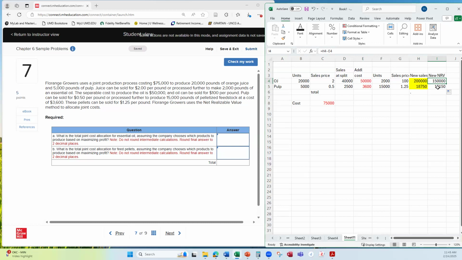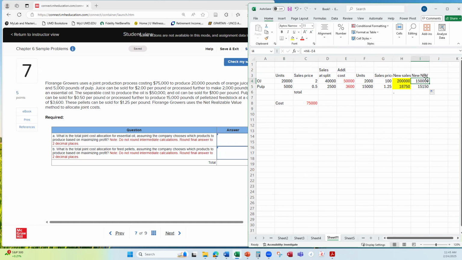Okay. Now, the question they're asking us here, though, so we have to calculate out this net realizable value to figure out, hey, what is the value here for each of these, right? Now under this net realizable value, we're going to assign our joint cost based on that net realizable value. So now we're going to figure out, let me make this a little wider here, what is the proportion of the total net realizable value? I'm going to add those together.